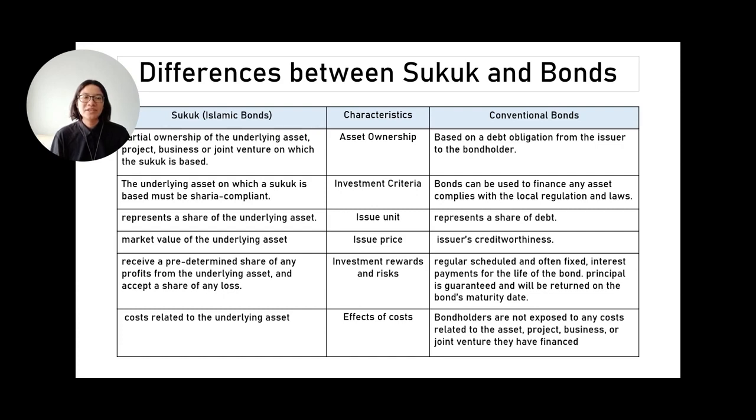For the fourth one, the issue price of the Sukuk is based on market value, while bonds are based on the creditworthiness of the issuer. Fifth, the investment rewards and risk. For Sukuk, the profits are predetermined and the losses are shared, while for bonds, the return is guaranteed and given upon maturity of the bond. And for Sukuk, the effects of cost are related to the underlying assets, while for bonds, no cost is exposed to the bondholders on any investments that they have financed.